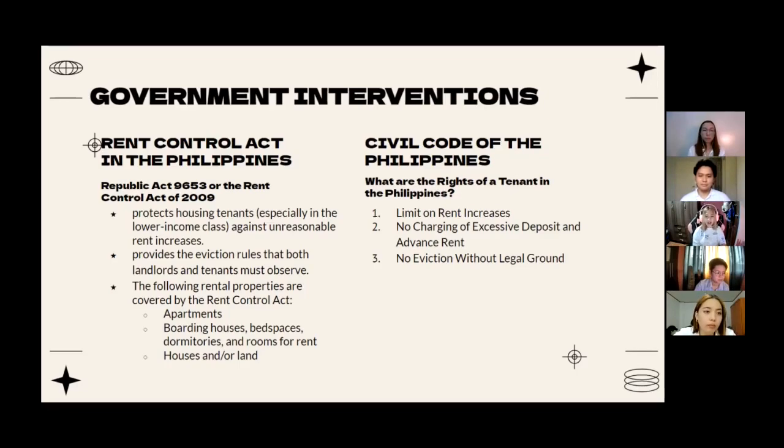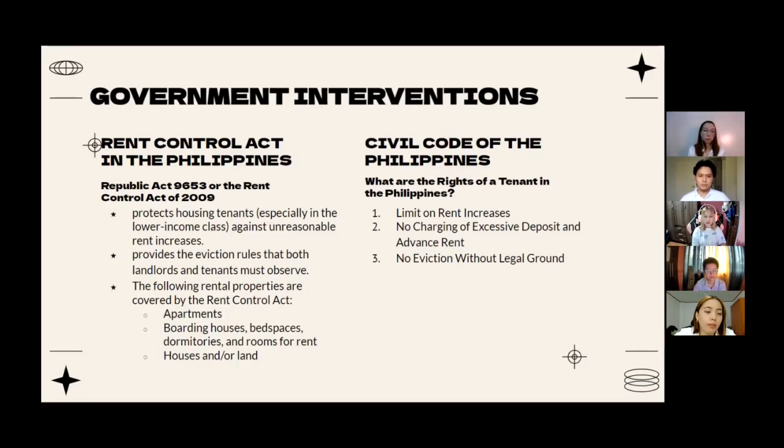On the other hand, the Civil Code has provisions that cover rentals above 10,000 and those not covered by the Rent Control Act of 2009, including commercial spaces and rent-to-own units. So the provisions in the Civil Code are rather lengthy and too technical for common people to understand. If you are covered by this rental law in the Philippines and you think your landlord has violated your tenant rights, it's best to consult a lawyer who specializes in this field.